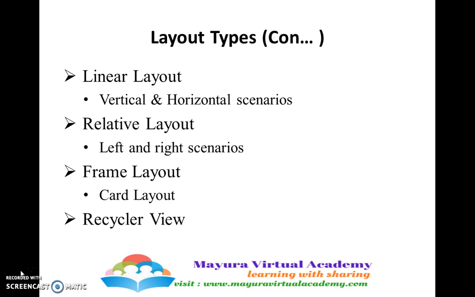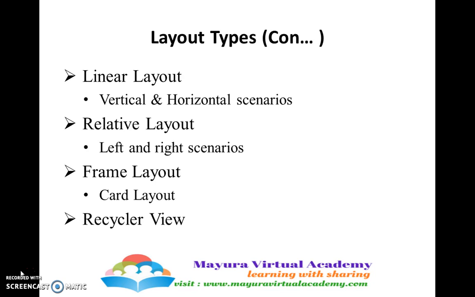The first one is linear layout. Using the linear layout, we can align the children in one particular direction, either vertical or horizontal. In some business logics, we can even combine both. So we can divide the entire layout and make the children align in both horizontal and vertical directions.